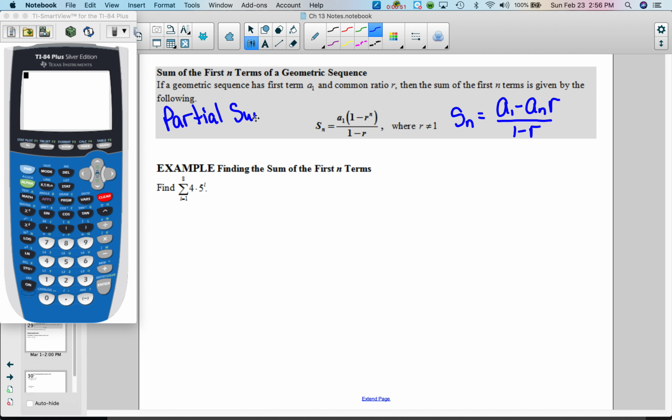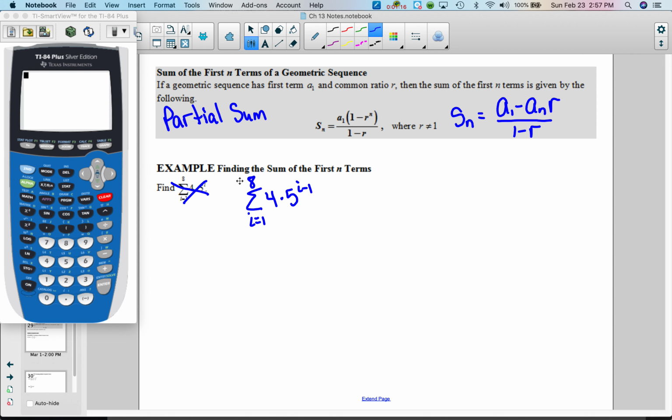And so on this first example, the first thing that you're going to need to do is rewrite this, or just put a -1. So what this should say is the summation as i goes from 1 to 8, 4 times 5 to the i minus 1. So it should have had that instead. So you can just put a -1 there or rewrite it.